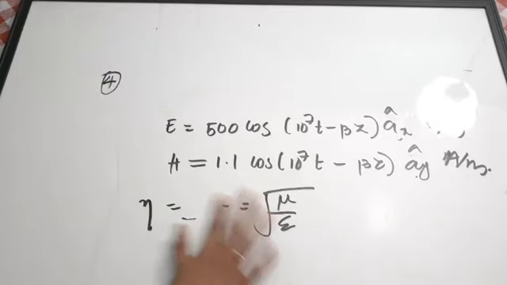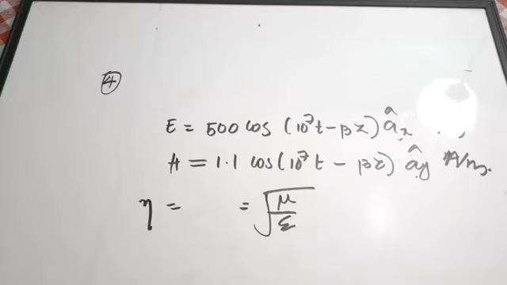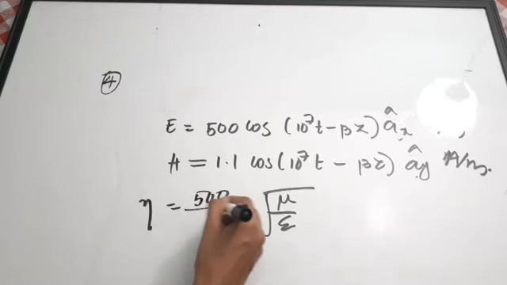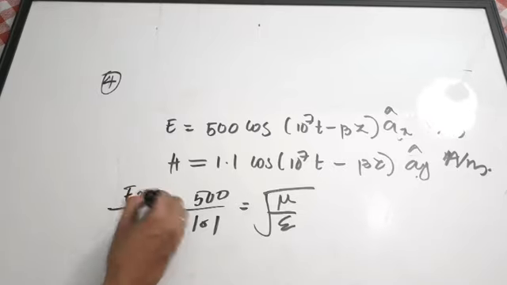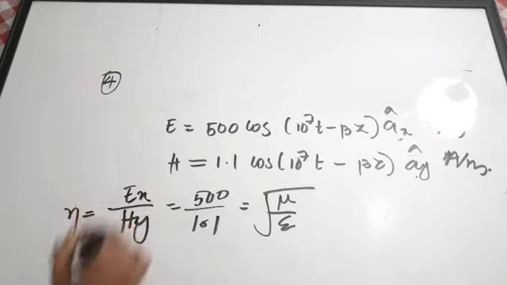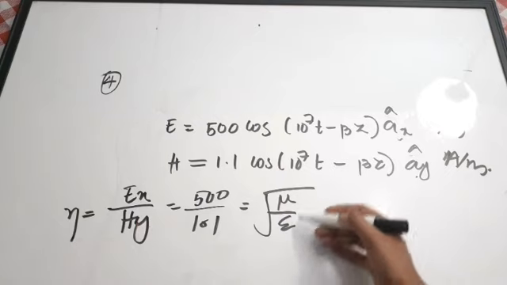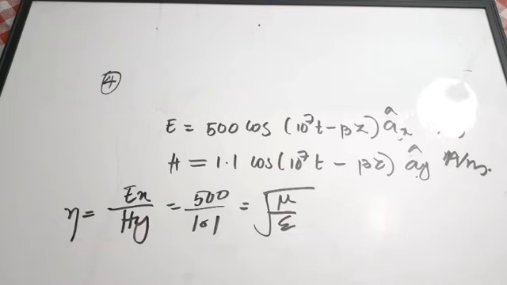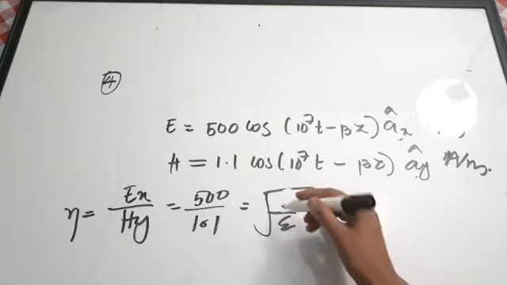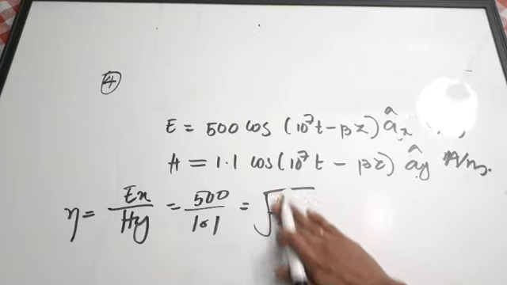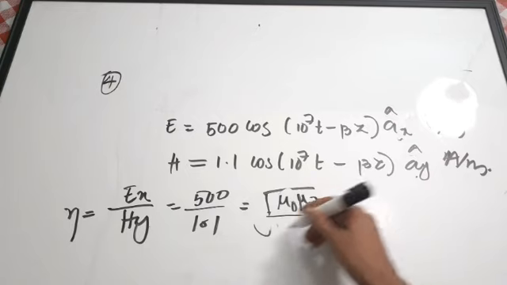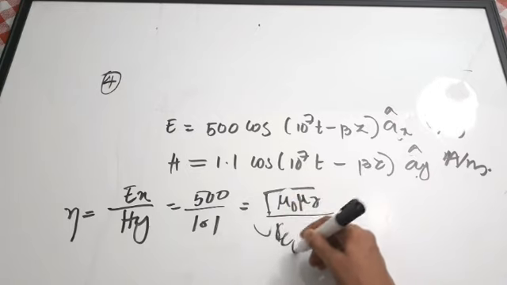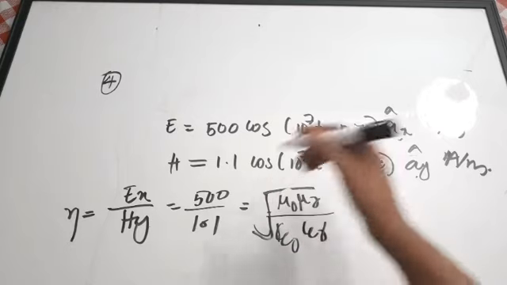So I'm going to remove this and write it as not 100, 500 by 1.1. So this is the value for Ex by Hy, which is equal to eta, the intrinsic impedance. And that is equal to square root of mu by epsilon. Now how can you write mu? Mu you can write as mu 0 mu r, and epsilon you can write as epsilon 0 epsilon r.